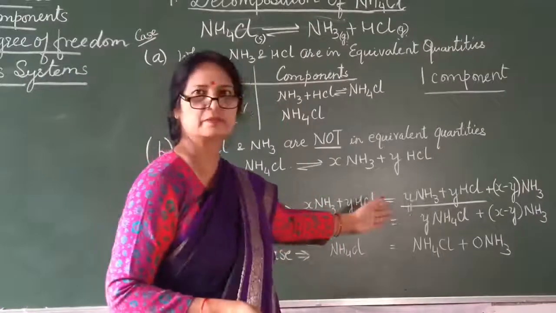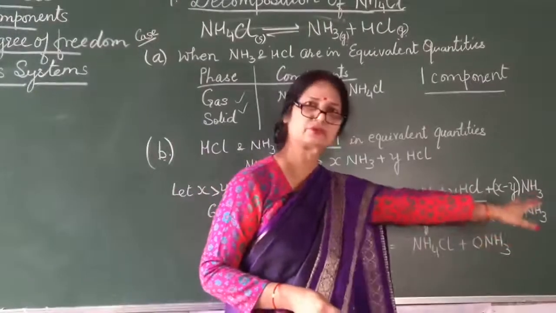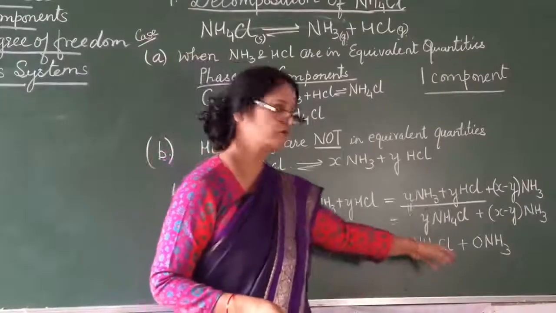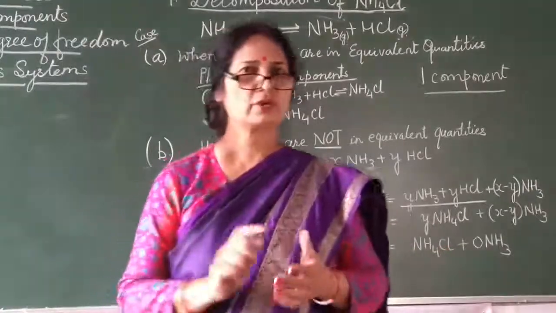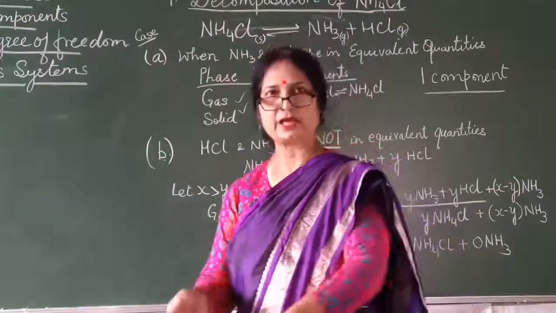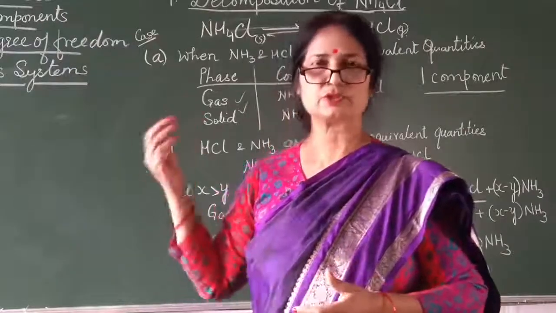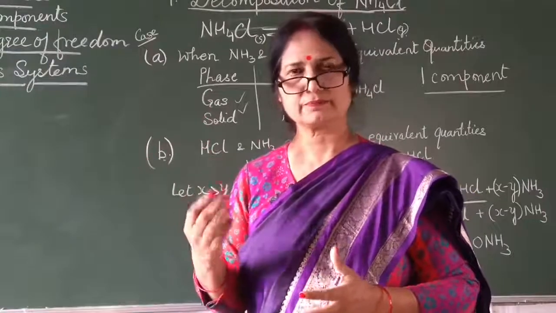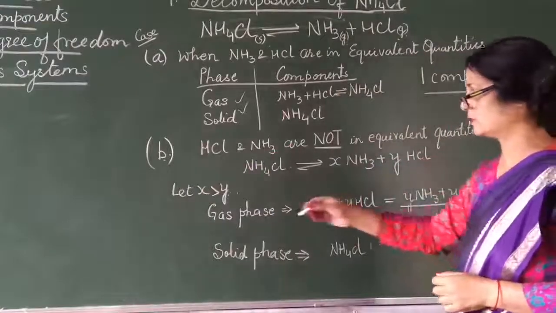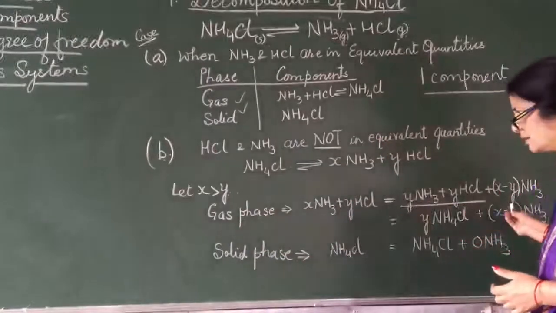The gaseous phase is represented as Y times of NH4Cl plus X minus Y times of NH3, and the solid phase can be expressed as NH4Cl plus 0 times of NH3. So here we have taken two chemical entities, NH4Cl and NH3, and we have been able to explain all the phases of this system, the decomposition of ammonium chloride. We can do this by taking HCl in excess also. Suppose Y were greater than X, then we could have proceeded in a similar manner.